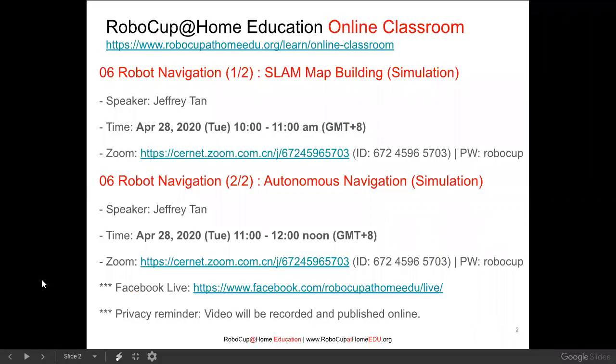Okay. So first thing, the arrangement for today. As usual, we will divide into 2 sessions. For the first hour, we'll talk about the SLAM map building. And for the second session, we'll talk about the autonomous navigation. So both of this content will show you how to do robot navigation that makes your robot able to move around your house autonomously.